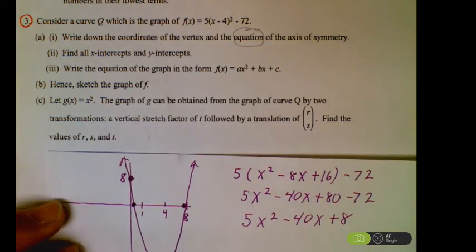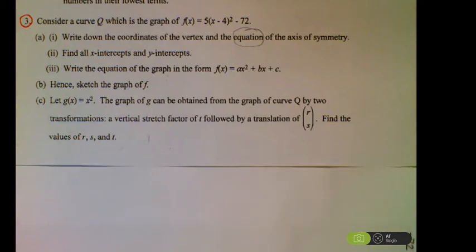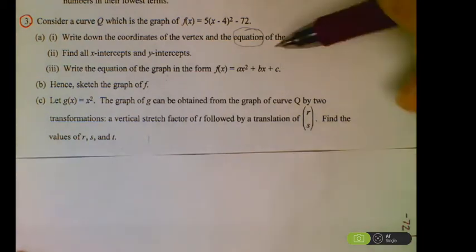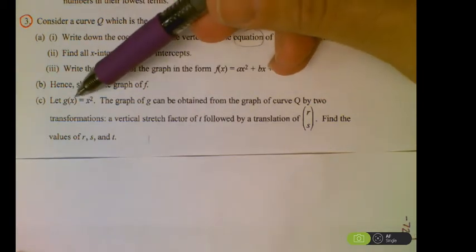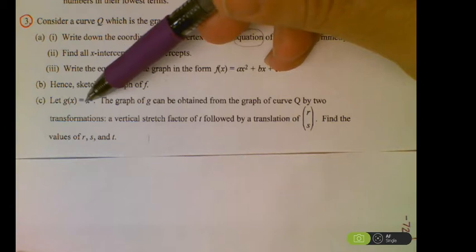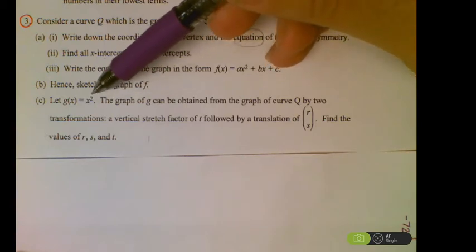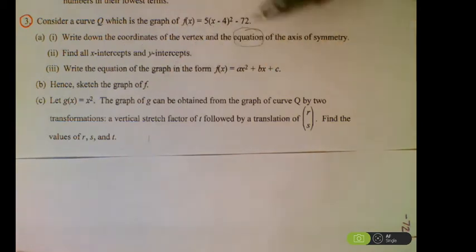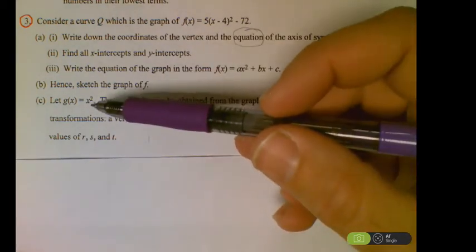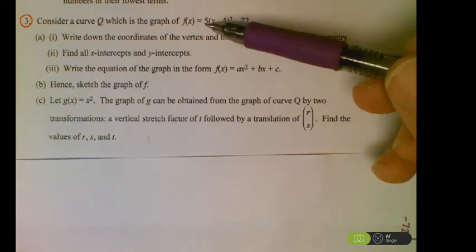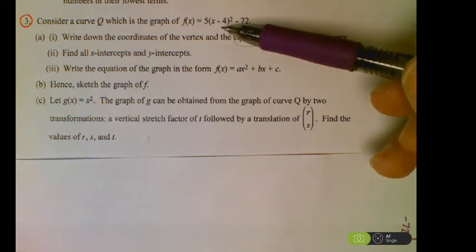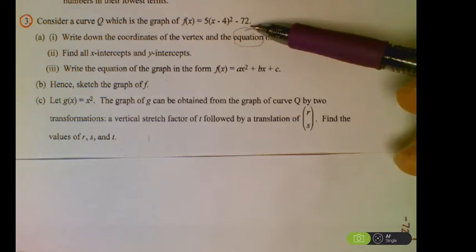So now for part C. They're asking us for some transformation information. This one's a little tough, so let's see if we can work through it. They're giving us a second function, calling it g, and saying it's x squared. Keep in mind, x squared is the parent function. If you were going from the parent function to here, we recognized a vertical stretch scale factor of 5. We move 4 units to the right, so +4 was the horizontal shift, and -72 was the vertical shift.